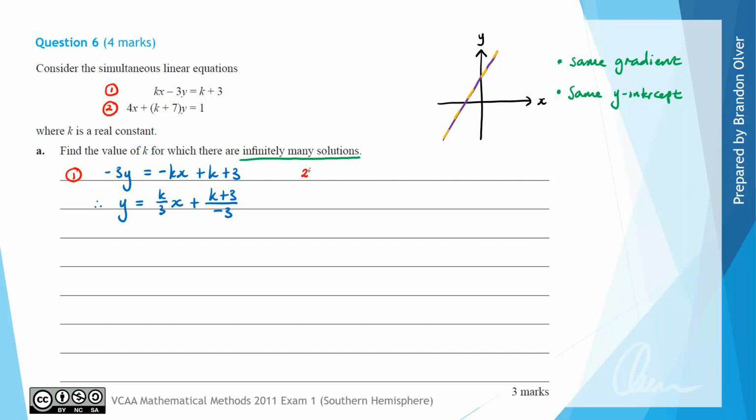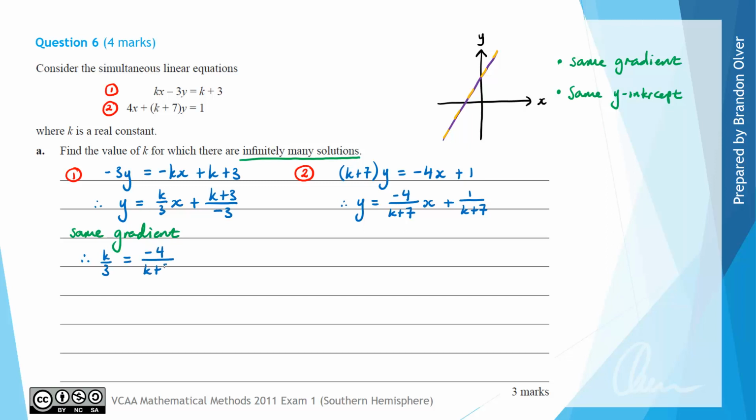For equation 2, we have k plus 7 times y is equal to, and we're going to subtract away the 4x, so negative 4x plus 1 on the right hand side. Therefore y is going to equal negative 4 on k plus 7 when we divide by k plus 7, multiplied by x, plus 1 over k plus 7. Now we need the same gradient. That means k on 3, the gradient of the first line, must equal the gradient of the second line, which is minus 4 on k plus 7.